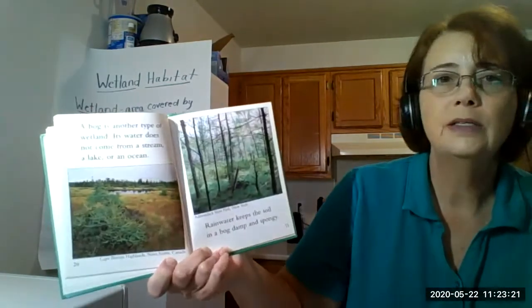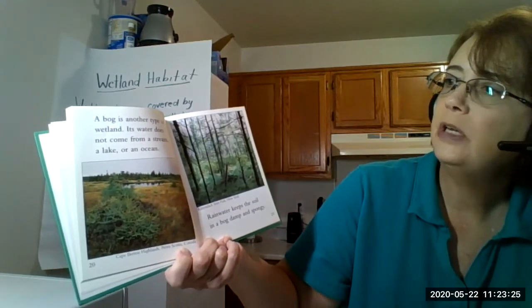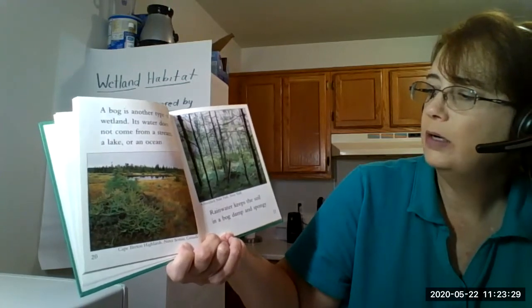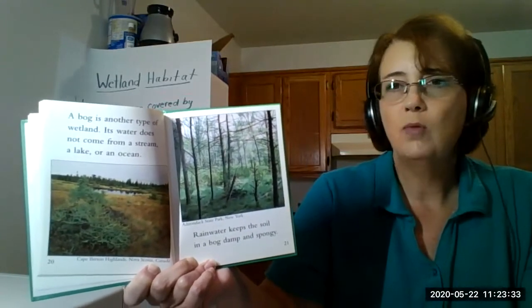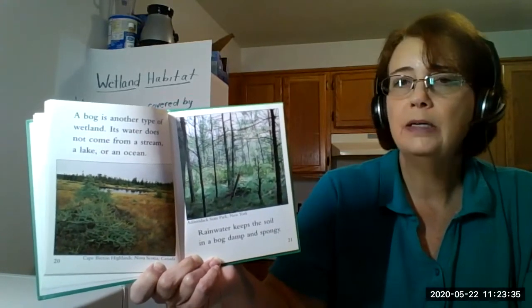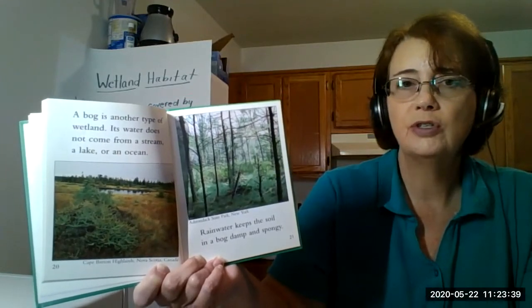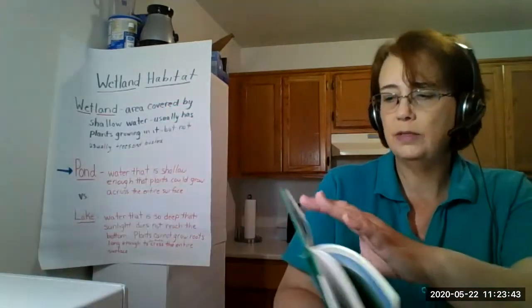A bog is another type of wetland. Its water does not come from a stream, a lake, or an ocean. Rainwater keeps the soil in a bog damp and spongy. So a bog actually doesn't have water flowing into it like our pond does from another bigger water source. It's just where the rain has gathered and it stays wet all the time.